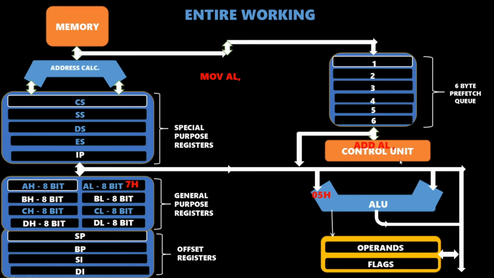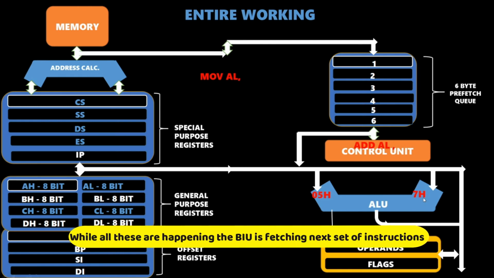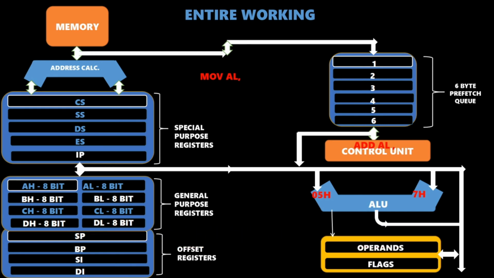Now inside our control unit, this ADD AL is decoded, and after the decoding it sends a control signal to our AL where this 7H is stored. Now this 7H value that is stored in our AL goes inside our ALU. Now we can see we have 5H and 7H inside our ALU. Now the ALU will perform the addition. Since addition is an arithmetic operation, the ALU can perform arithmetic and logical operations. So the ALU will perform the addition and give a result.